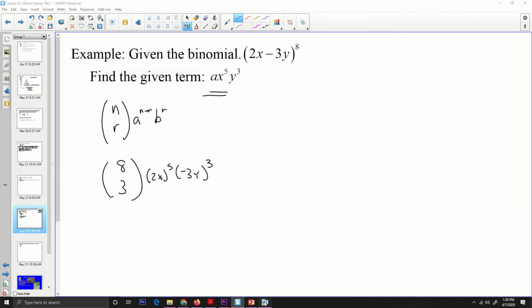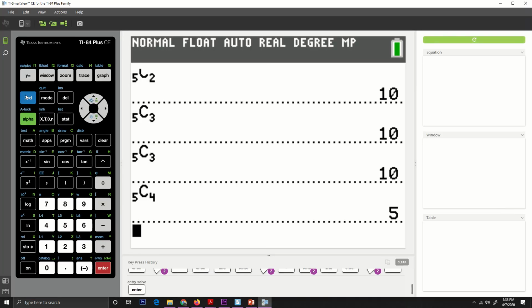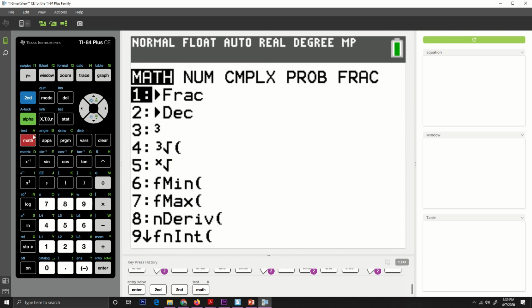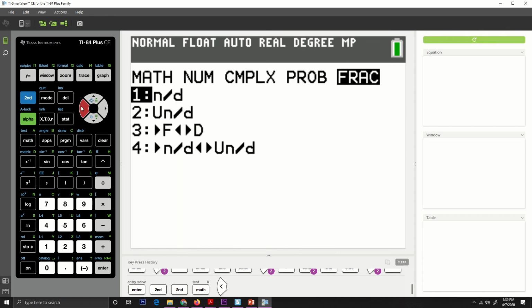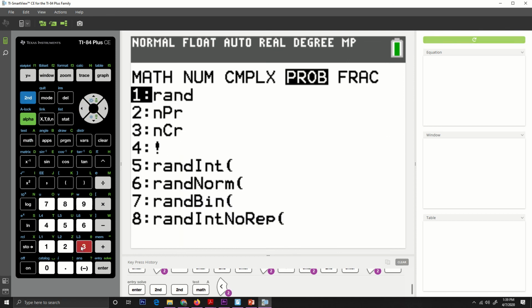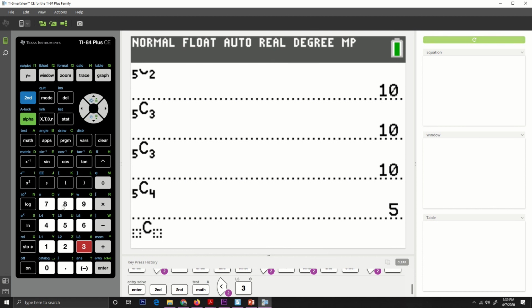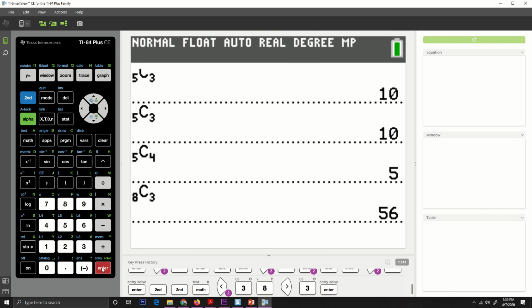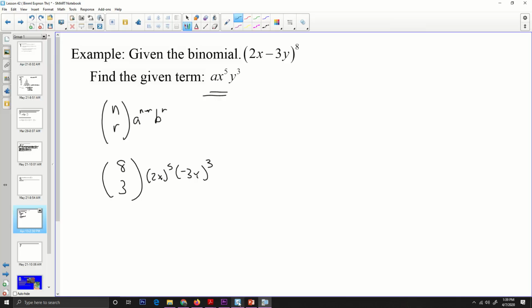And then if I go to my graphing calculator, I just want to go Math, over to Probability, type in nCr. I need an 8, I need a 3. This number will get fairly big: 56, not as big as I thought it was going to be. It's got 56, and then 2 to the fifth we did on the last page.